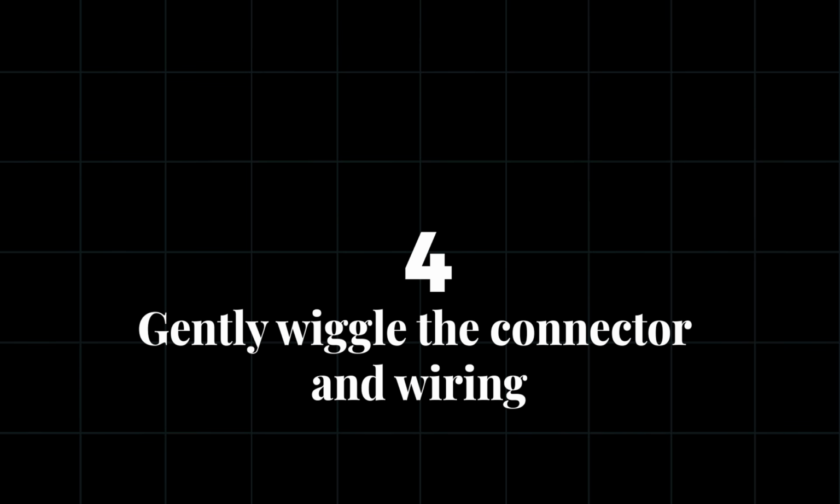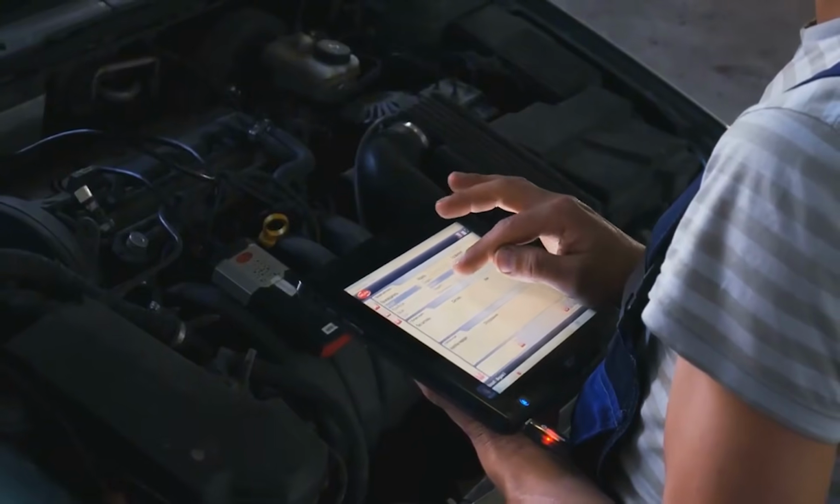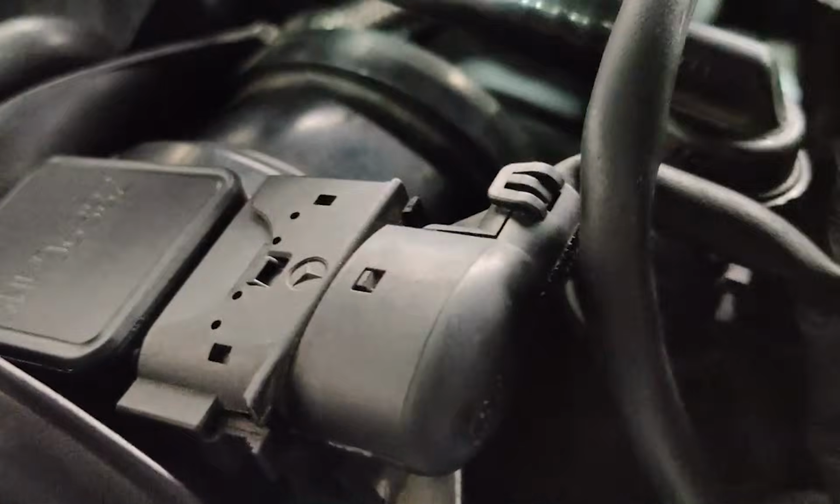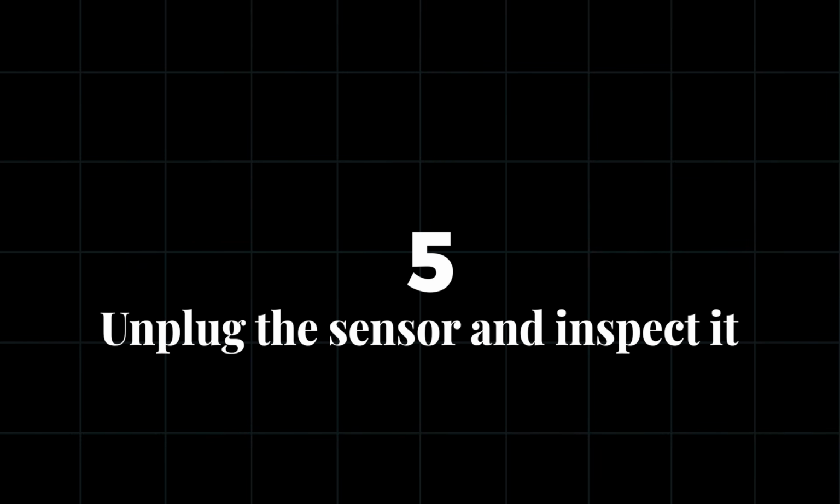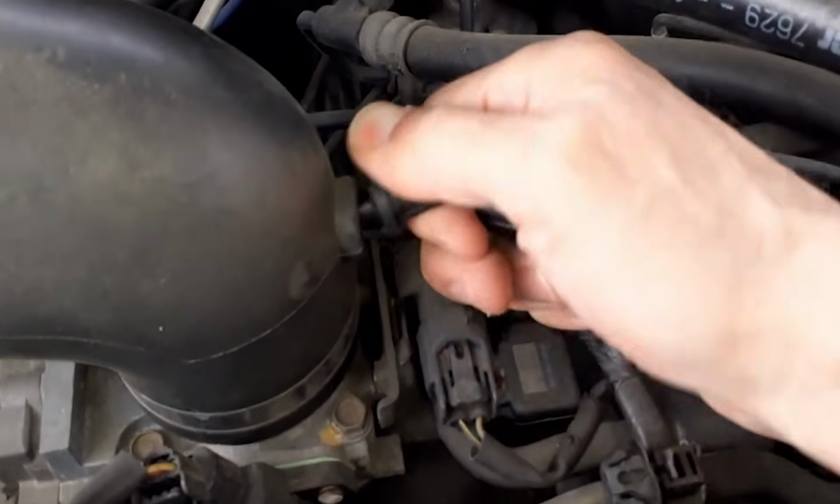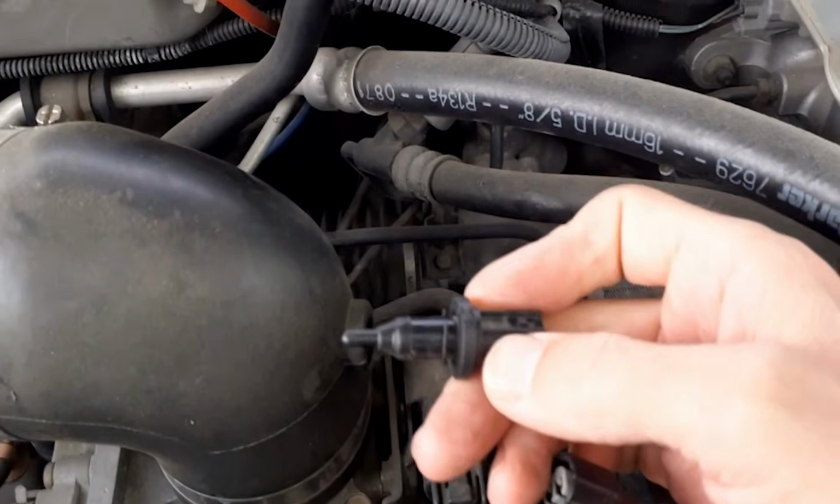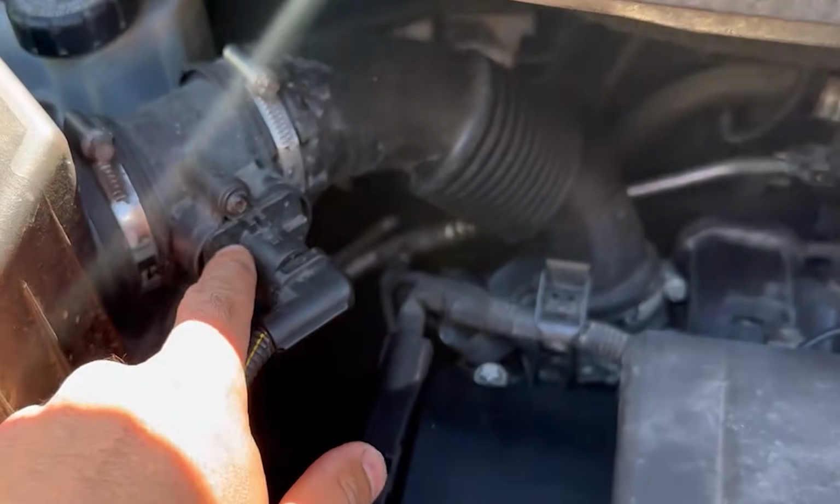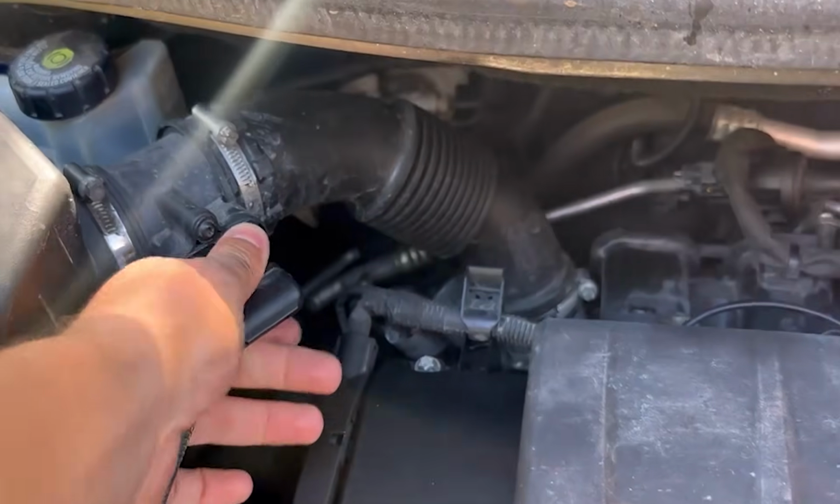Fourth, gently wiggle the connector and wiring while watching live data if possible. If the temperature reading jumps around, you may have an intermittent connection problem. Fifth, unplug the sensor and inspect it. If it is a separate IAT sensor, check whether it is dirty, damaged, cracked, or contaminated. If the IAT is built into the MAF, inspect the MAF assembly and connector carefully.